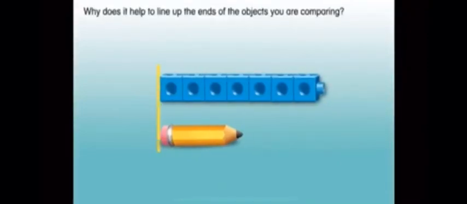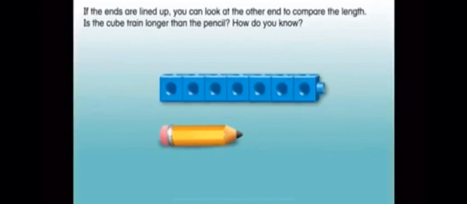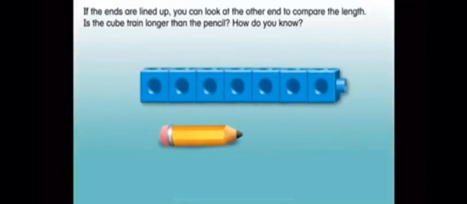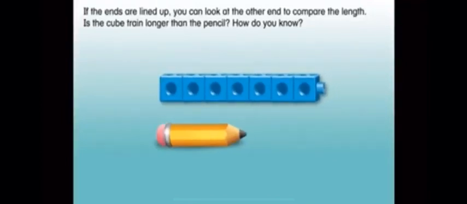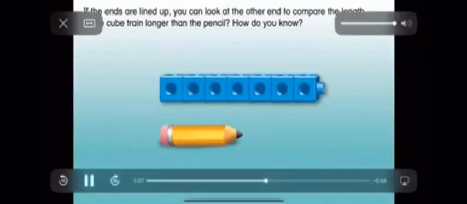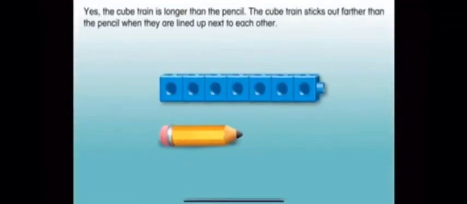Why does it help to line up the ends of the objects you are comparing? If the ends are lined up, you can look at the other end to compare the length. Is the cube train longer than the pencil? How do you know? Yes, the cube train is longer than the pencil. It sticks out farther than the pencil when they are lined up next to each other.